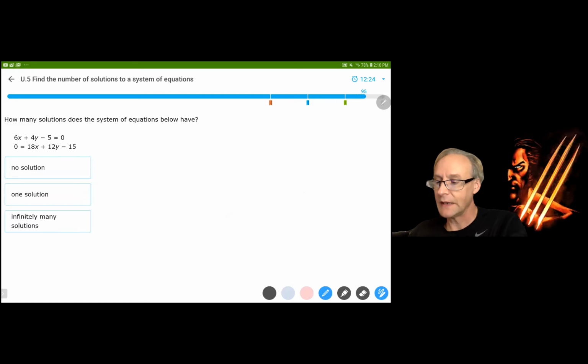All right, let's see what we got here. It looks like we need to use something called the symmetric property of equality. It says if A equals B, then B also equals A. So I'm going to turn that second one backwards. So we have 6x plus 4y minus 5 equals 0. And in the bottom equation it says 18x plus 12y minus 15 equals 0.